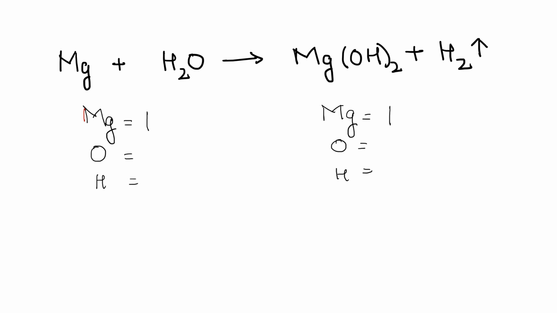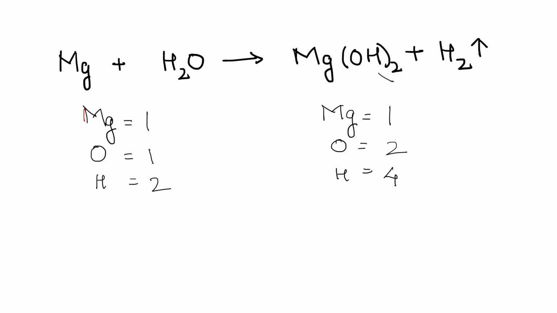Then oxygen, how many atoms of the element oxygen? 1 on the left side and 2 on the right side. Why 2? Just a second. 2 on the right side because OH is in brackets and the 2 is outside the bracket, so the 2 belongs to both oxygen and hydrogen. So how many atoms of oxygen? 2. Hydrogen, how many? Count 2. This hydrogen has 2, plus 2, so it makes 4.